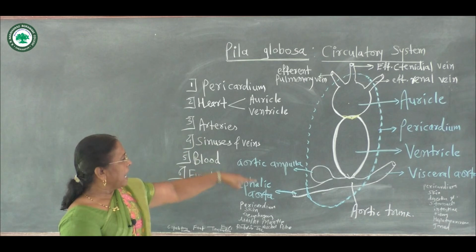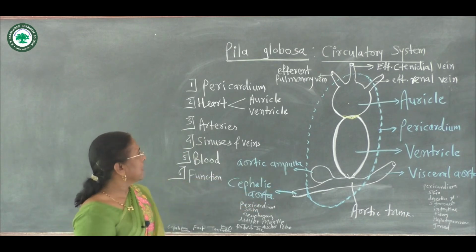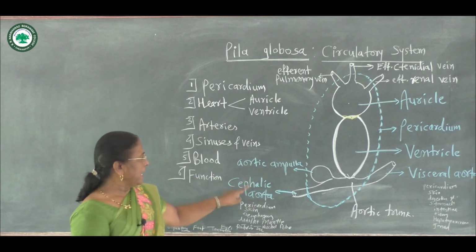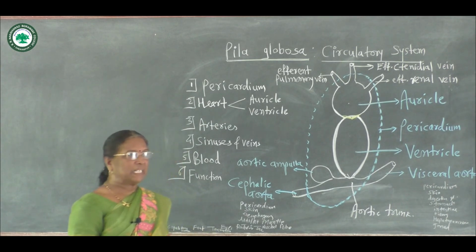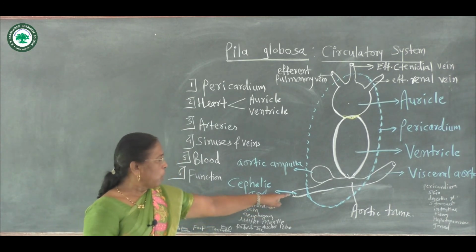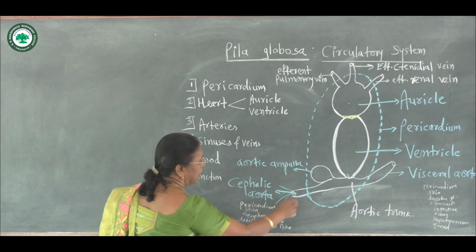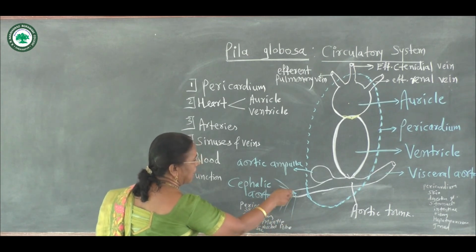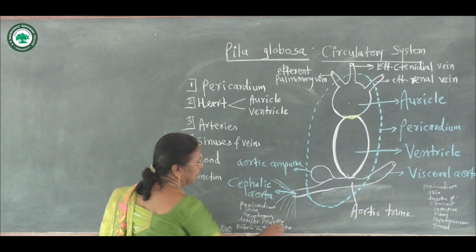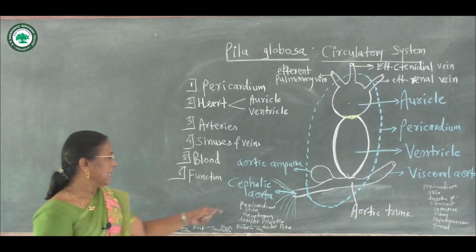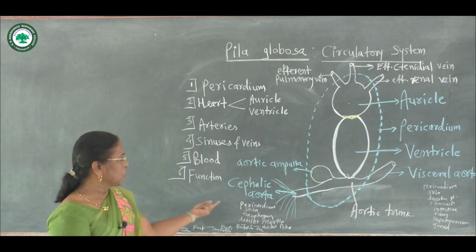These are the main arteries, cephalic aorta and visceral aorta. This cephalic aorta supplies its branches. Smaller branches arise from the cephalic aorta and go to the anterior region, and according to the organ they are named. They supply blood first to the pericardium.